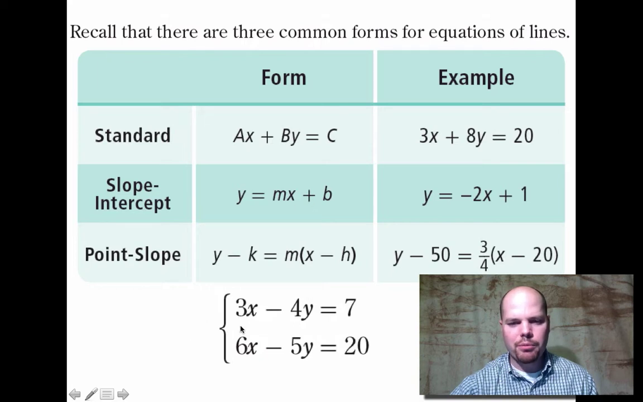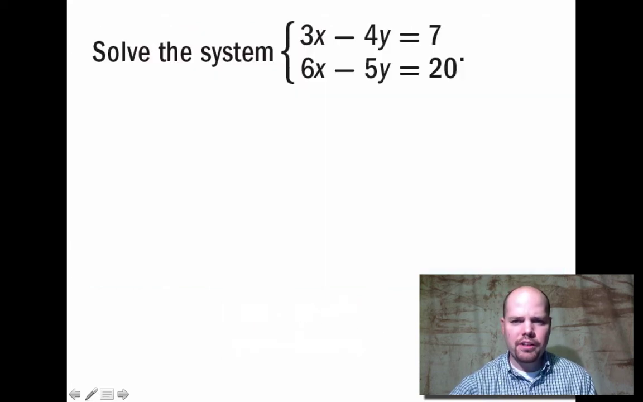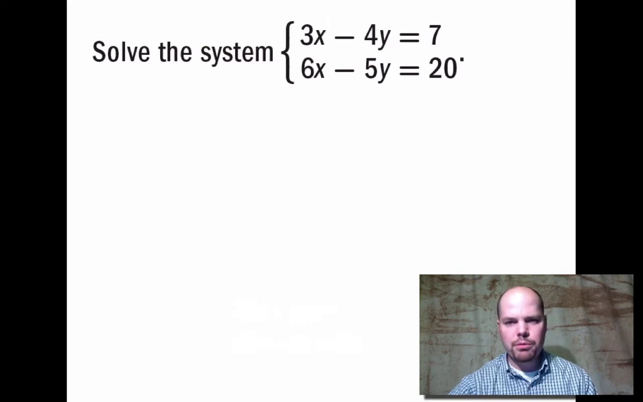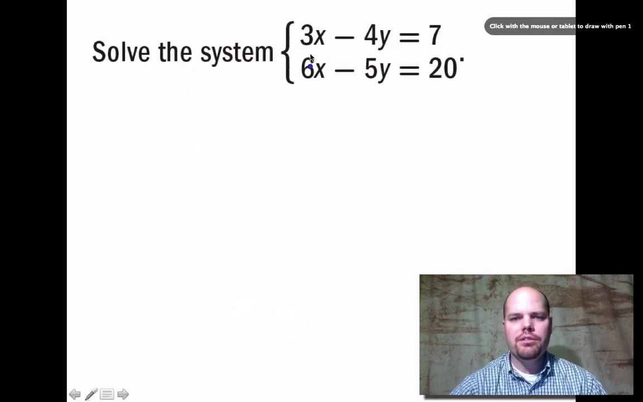But what if they're not opposites? We have 3x, 6x, minus 4y, minus 5y. We don't have a pair of opposites, so what will we need to do? Let's try to solve that system using multiplication. We need either the x's to be opposites or the y's to be opposites. We can use the addition method to eliminate a variable.